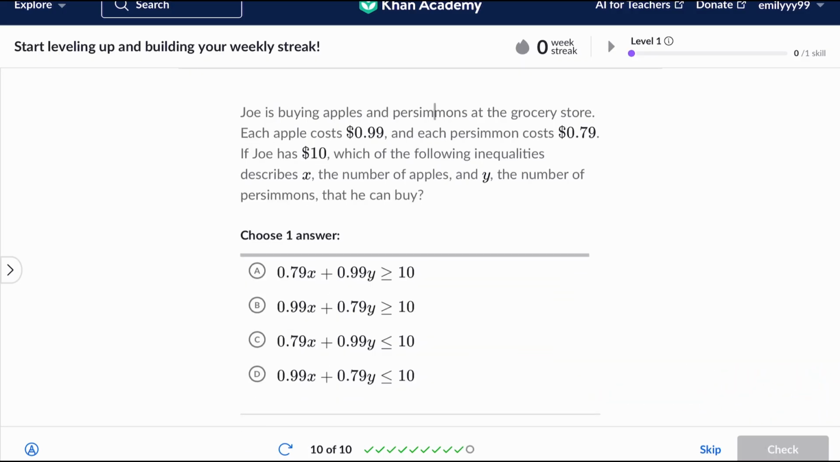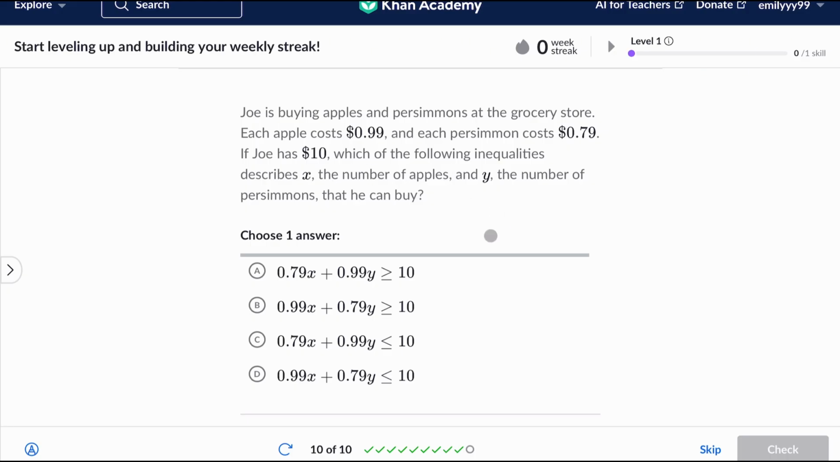Joe is buying apples and persimmons at the grocery store. Each apple costs 99 cents and each persimmon costs 79 cents. If Joe has $10, which of the following inequalities describes X, the number of apples, and Y, the number of persimmons that he can buy?